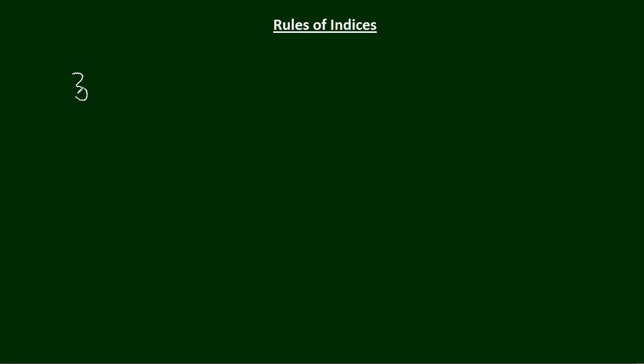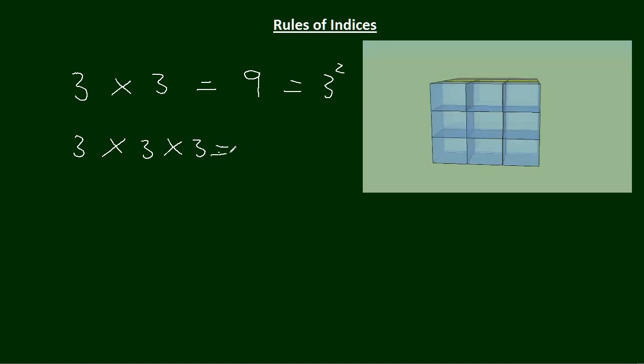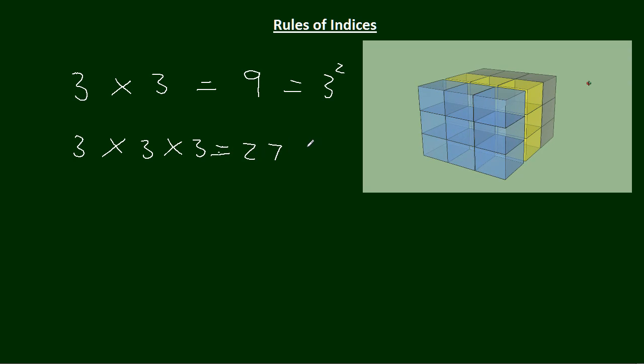We'll go 3 times 3, which of course is going to be 9. And when we see this, 3 times 3 we can say is 3 squared. We call it squared because it's the number of squares we would have if we went 3 times 3. Similarly, if we went 3 times 3 times 3, well 3 times 3 is 9, times 3 is 27. And we call that 3 cubed, because we would end up with 27 cubes.